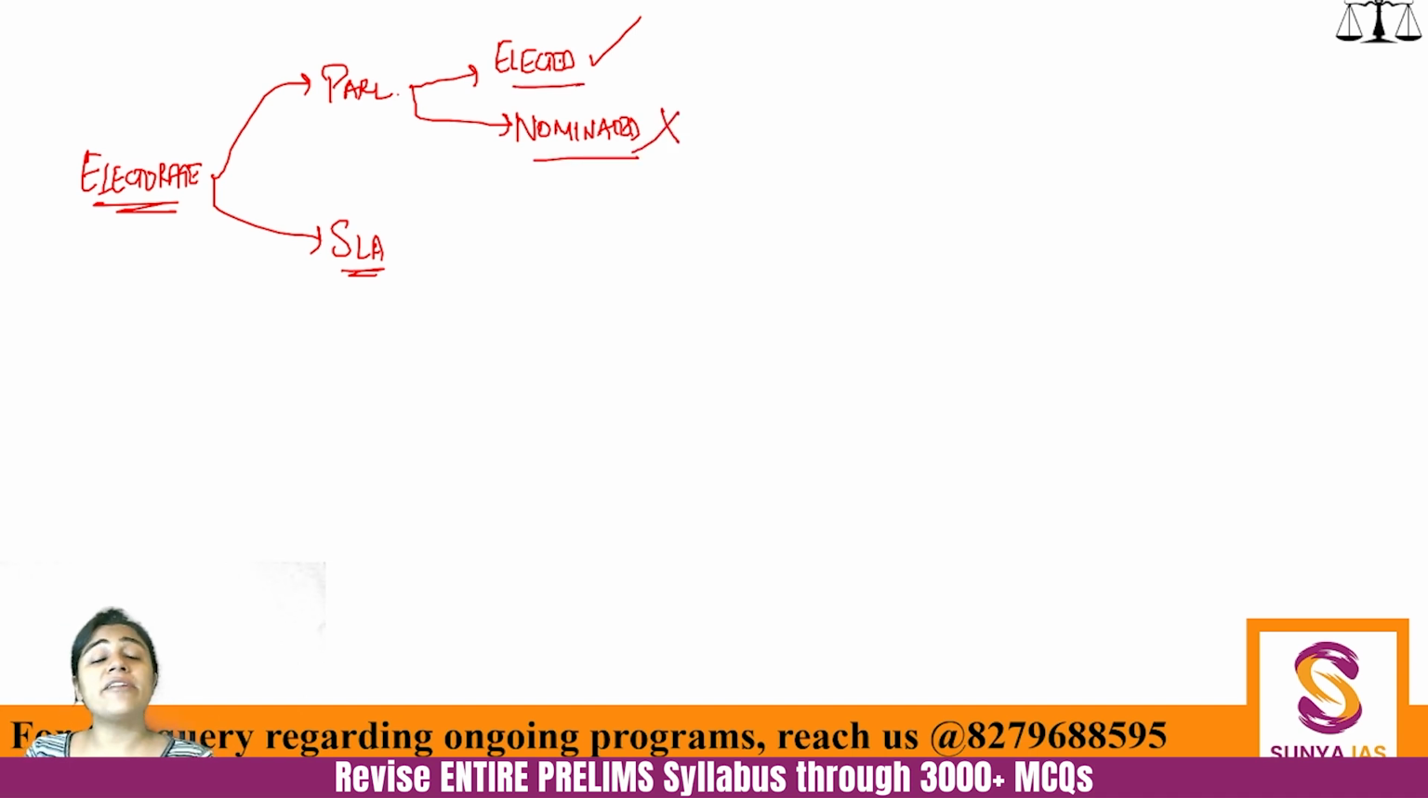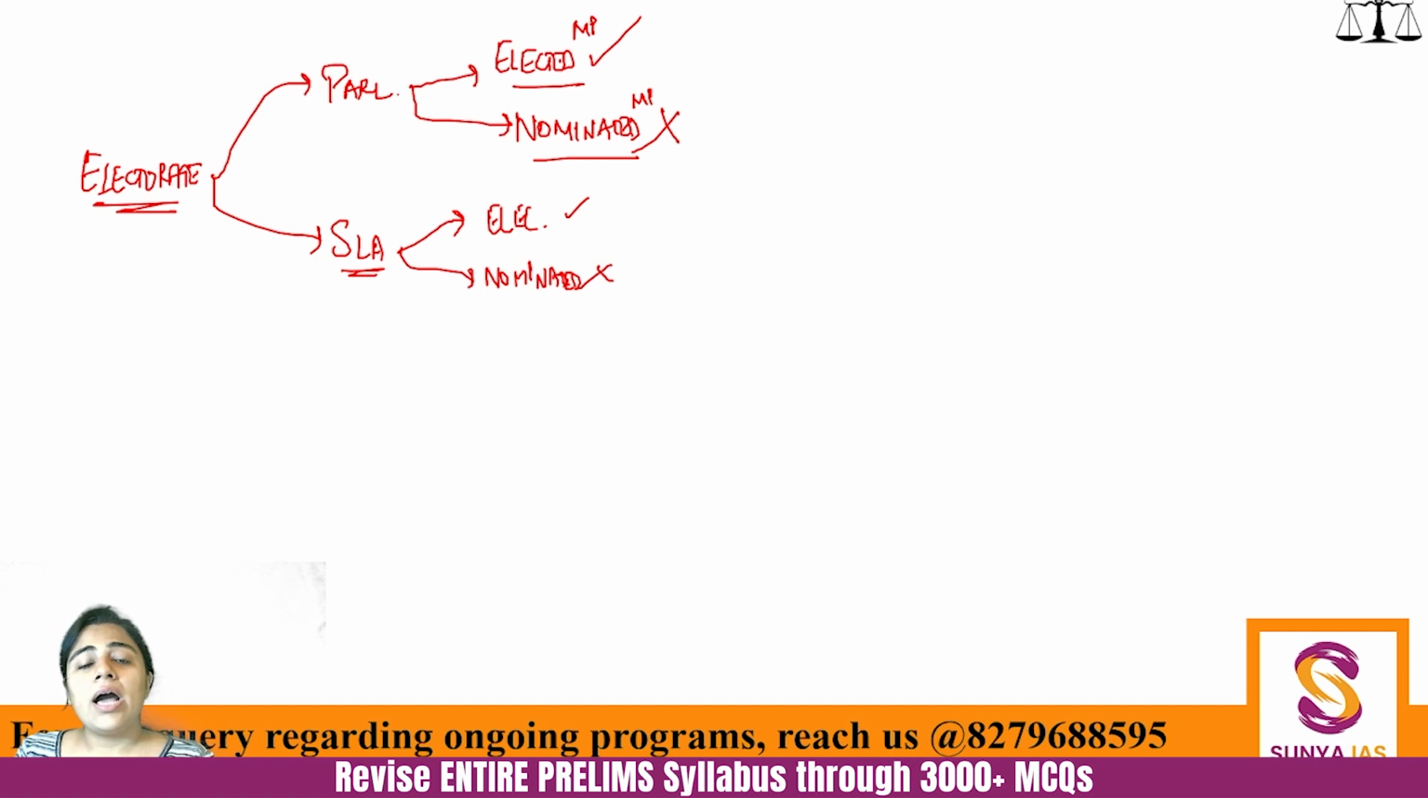Please write this down, and write this down in the same manner that I'm writing it down so that you can revise it very quickly. Maximum you can write elected MP votes, nominated MP does not vote. You can write it like this. Regarding state legislative assembly, same thing. The elected MLAs vote and the nominated MLAs do not vote.